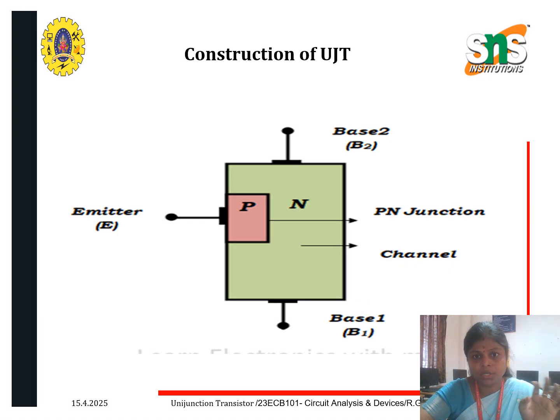Coming to the construction of the unijunction transistor, there are three terminals: emitter, base 1 and base 2. The emitter is connected to the p-type material, and base 1 and base 2 are connected to the n-type material. In between the p-type and n-type there is a junction called the p-n junction, and a channel is given in between base 1 and base 2.